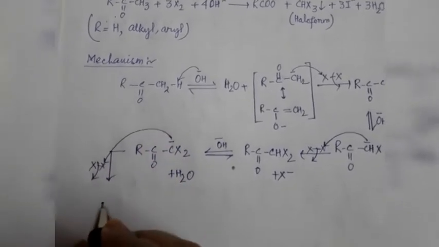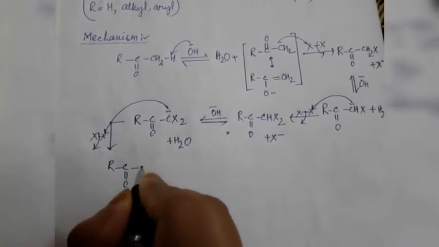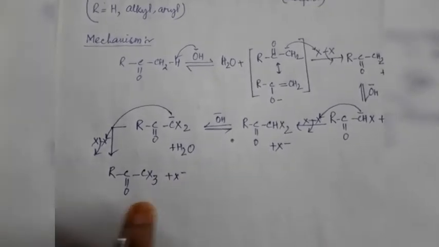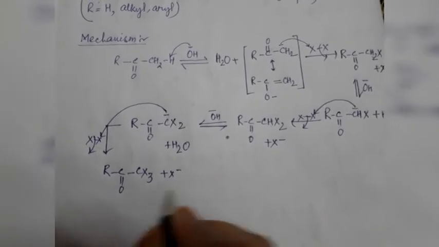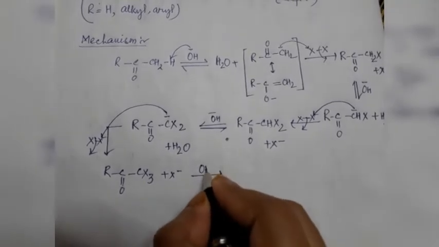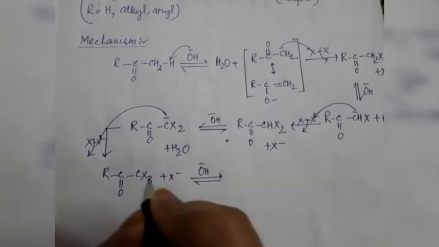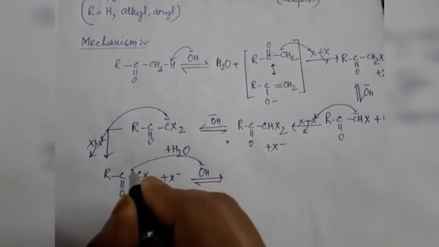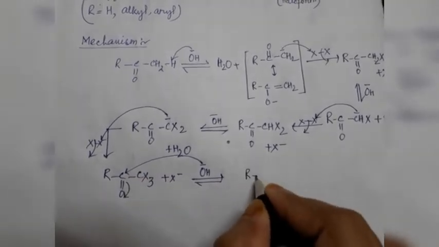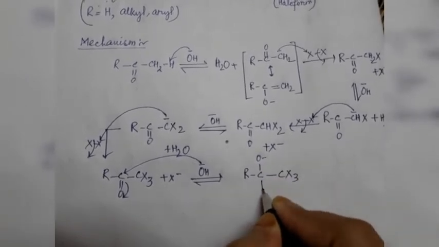and this one will be left. So RCOCX3 plus X minus. So you can see in this structure no acidic proton is there. So OH minus is present in the medium, so now it will attack directly the carbonyl carbon here, and this bond will be shifted to the oxygen atom. So RCO negative CX3 and OH.